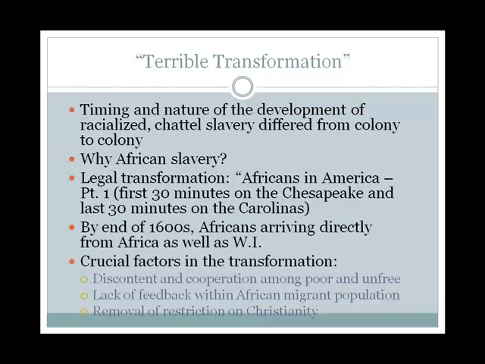There's also this lack of feedback within African migrant populations, and then the removal of the restriction on Christianity, the restriction that said that you could not enslave a person who was Christian. Well, when they began to see that larger numbers of Africans were converting to Christianity because this meant that they could not be enslaved, then that legal restriction is removed, and Christianity is no deterrent to the growth of slavery.